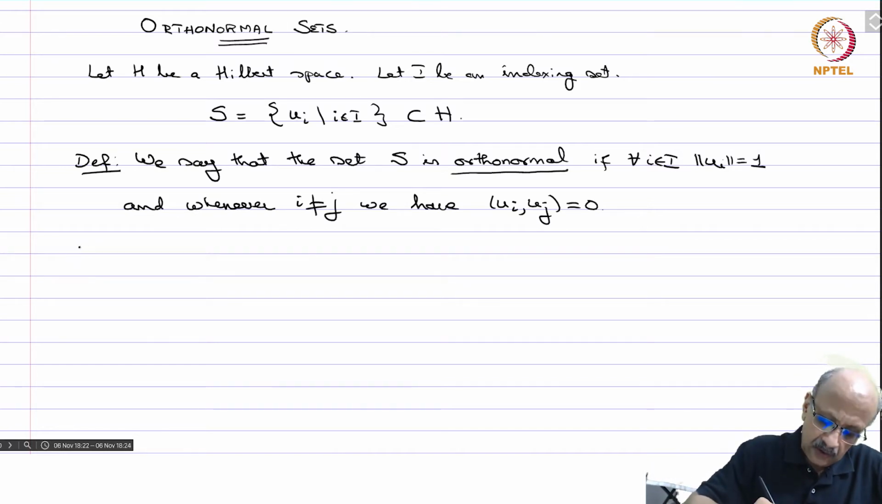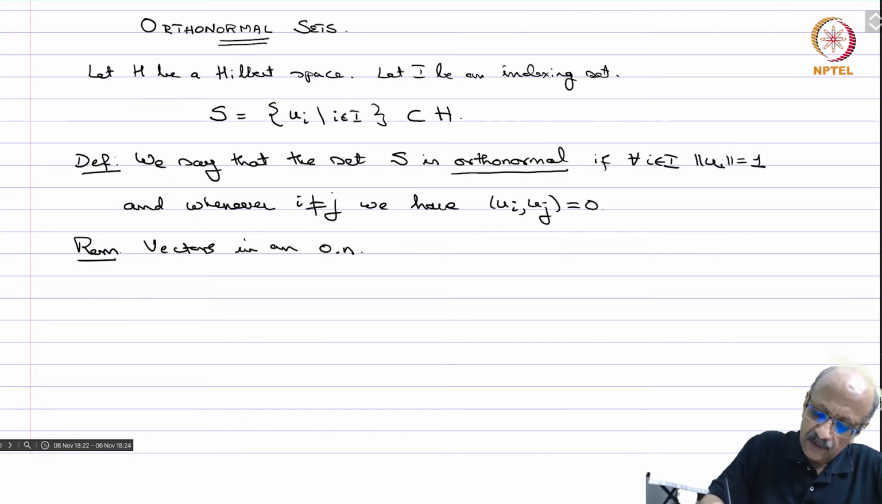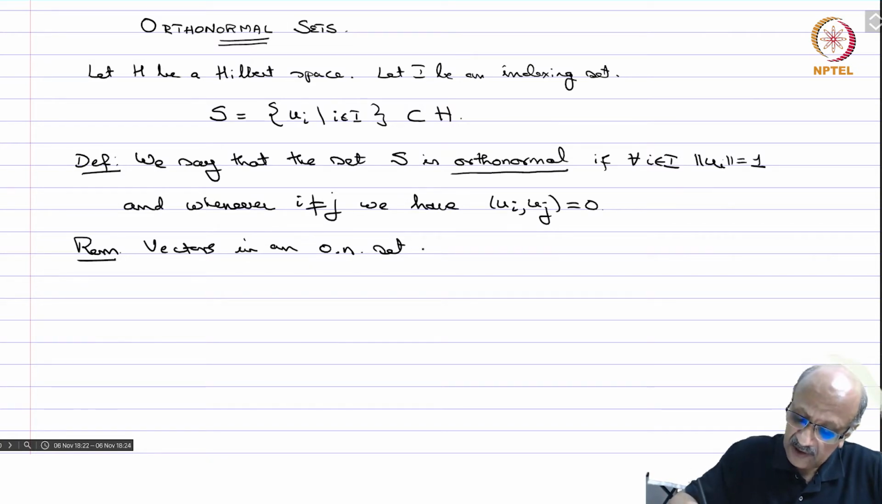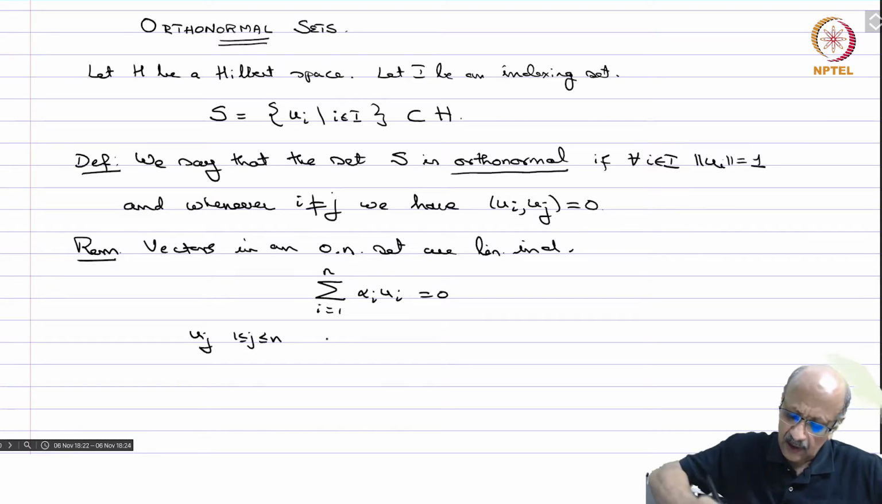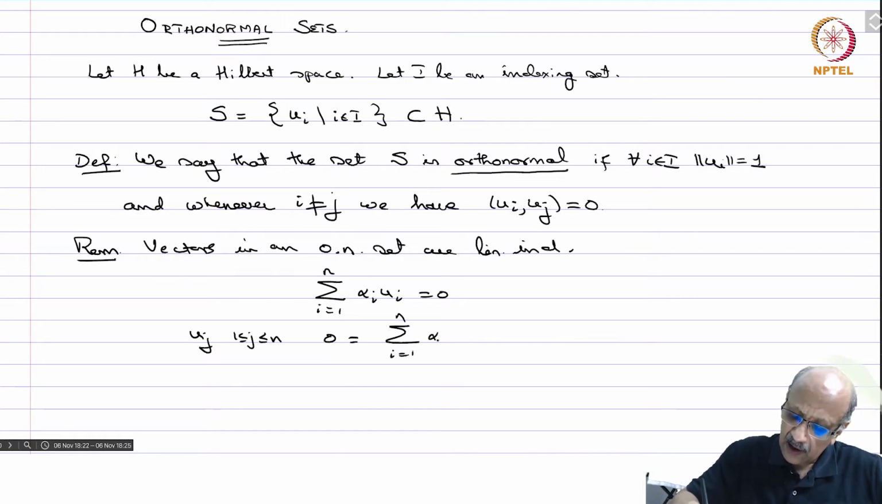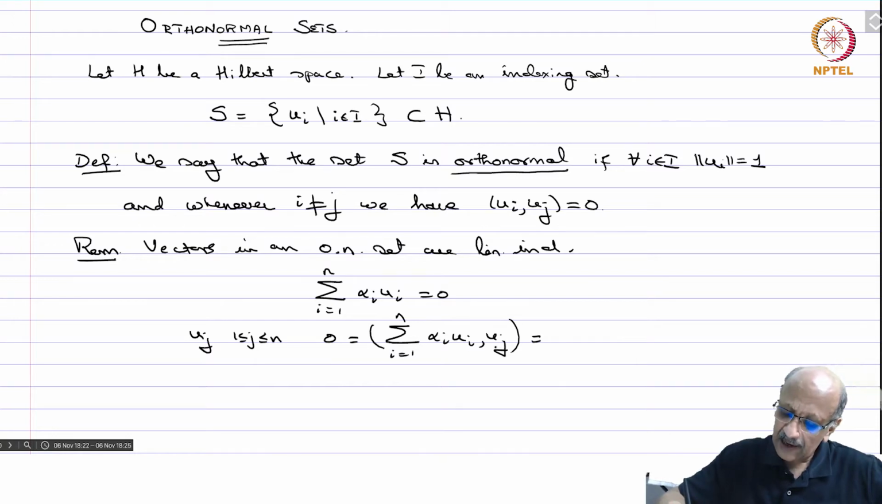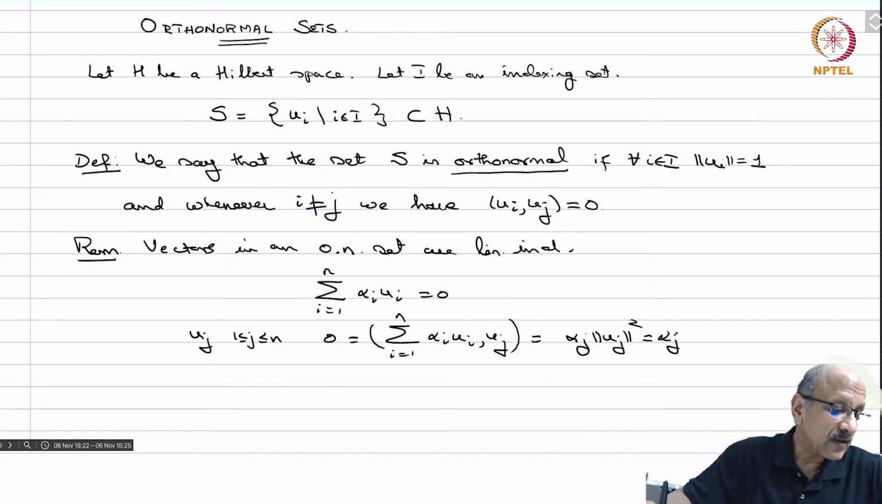Okay, so remark: vectors in an orthonormal set, I will write ON for orthonormal, are linearly independent. So if you have sigma alpha i ui, for i equals 1 to n, equal to 0, then you take any one uj, 1 less than equal to j less than equal to n. So you have 0 equals sigma i equals 1 to n alpha i ui comma uj. By linearity, this will be alpha i ui uj, and if i is not equal to j, it won't survive, and therefore this will be just alpha j norm uj square. That's the only term which will survive, which is alpha j.